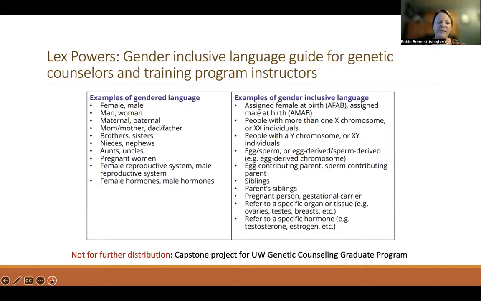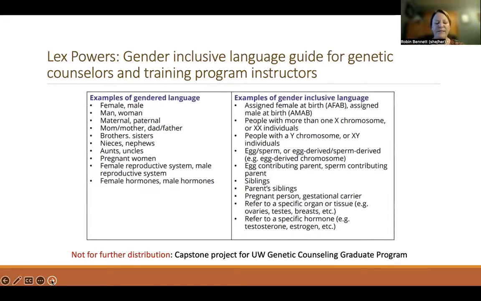And then instead of saying female hormones or male hormones, you can say testosterone or estrogen. And this is actually more correct than saying something like female hormones or male hormones.